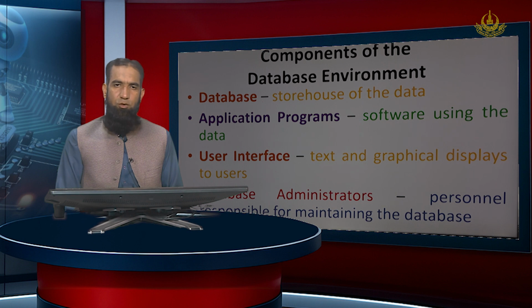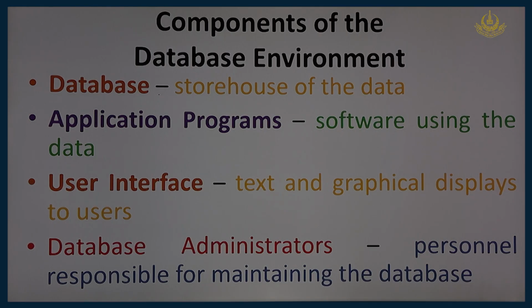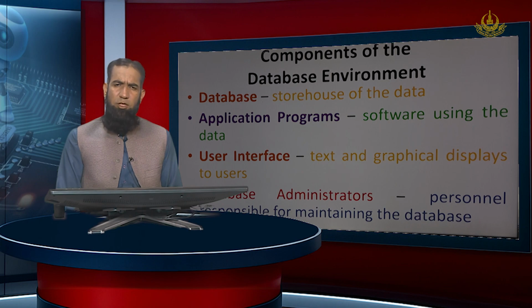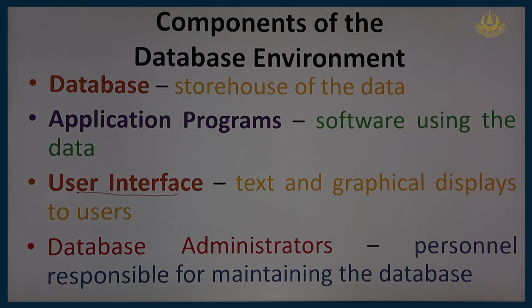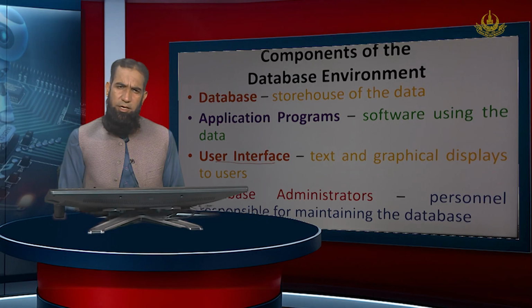The database is basically a managed storehouse of data. The application program means software that is using the data. For example, if we are using our database through a website, that website is an application program. Then the user interface. The user interface is where the user uses the database. That can be a textual environment or a graphical environment.